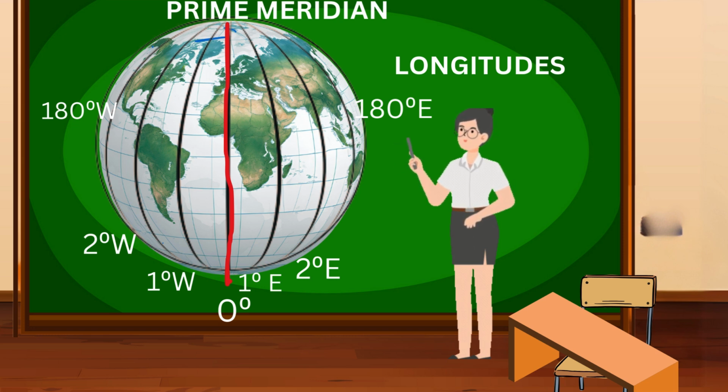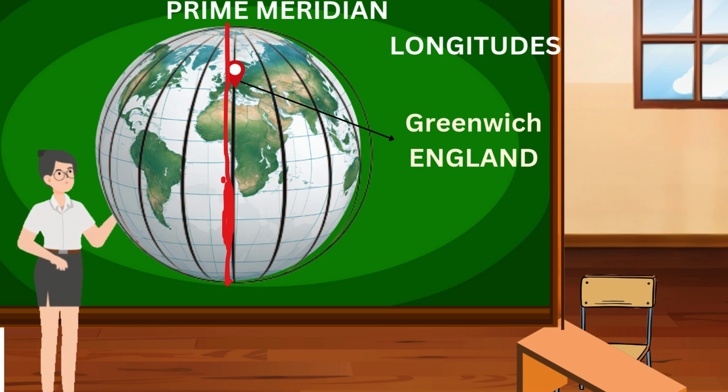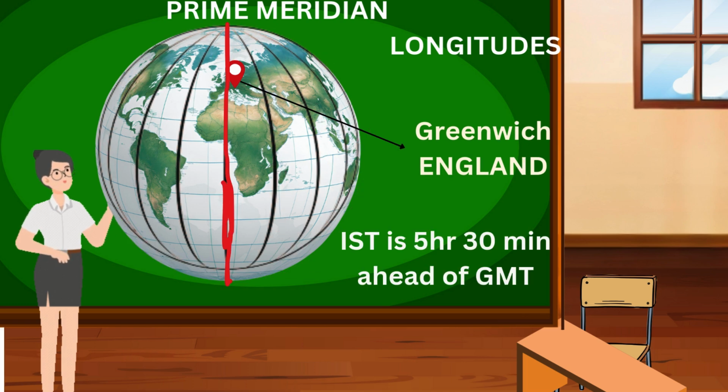The prime meridian passes through the Royal Observatory at Greenwich, England. GMT means Greenwich Mean Time. It is the local time at the Royal Observatory in Greenwich. IST is Indian Standard Time. It is the local time in India. IST is 5 hours 30 minutes ahead of GMT.